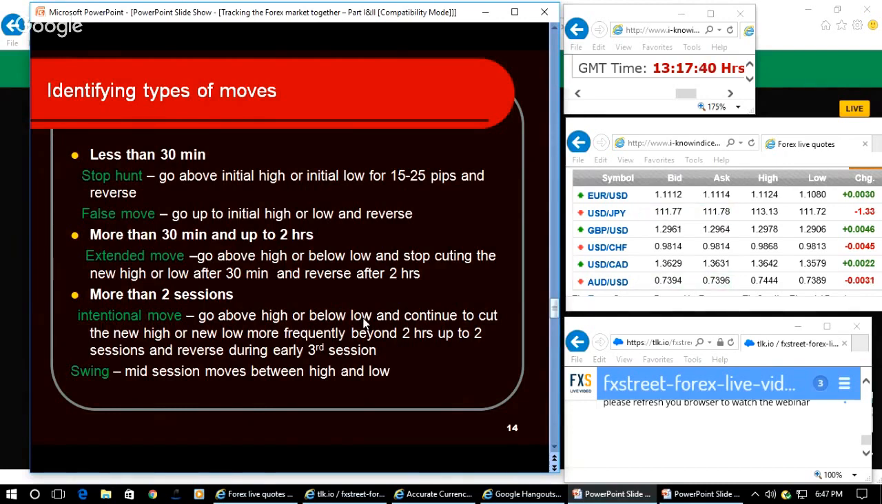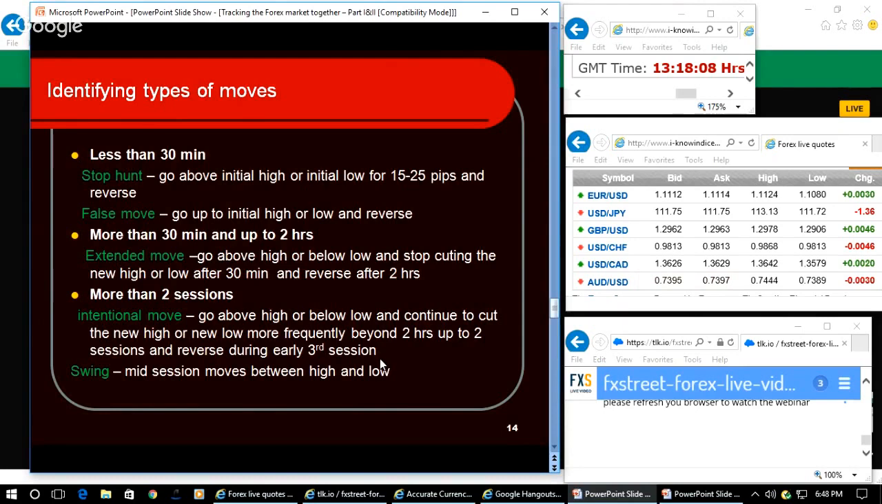They either start making the slide or the gain slowly as an intention. And in that process, every 30 minutes, they will just breach the new high and go above or breach the new low and go below. And that is an intentional move. That will happen for about 2 sessions. And at the start of the 3rd session, they reverse the market.